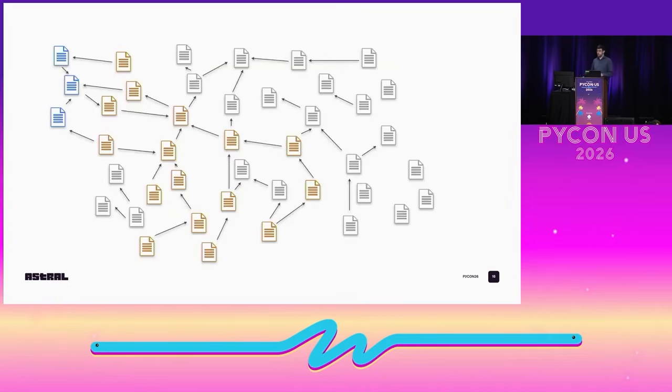So the upshot of all this is that when you edit these 3 blue files, instead of rechecking all these files, we can just recheck parts of a much smaller set of files instead. So this helps us give really fast incremental updates in your editor as you type.